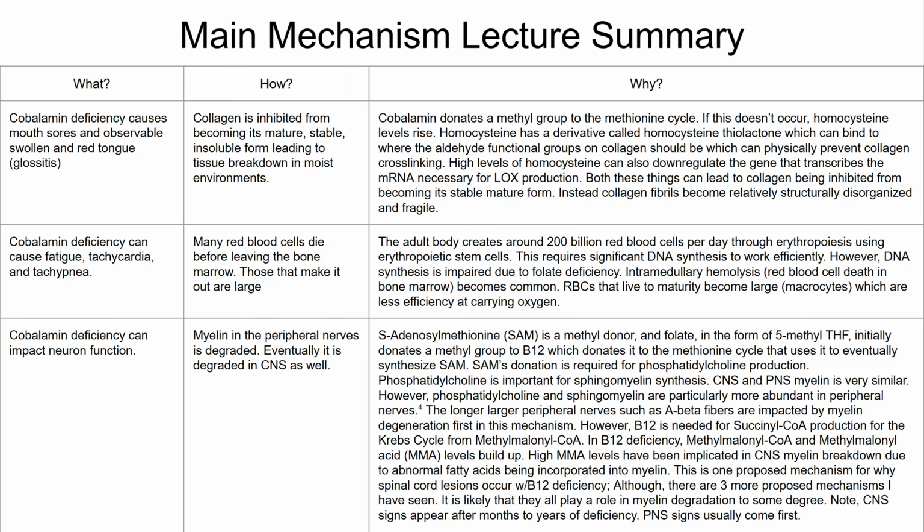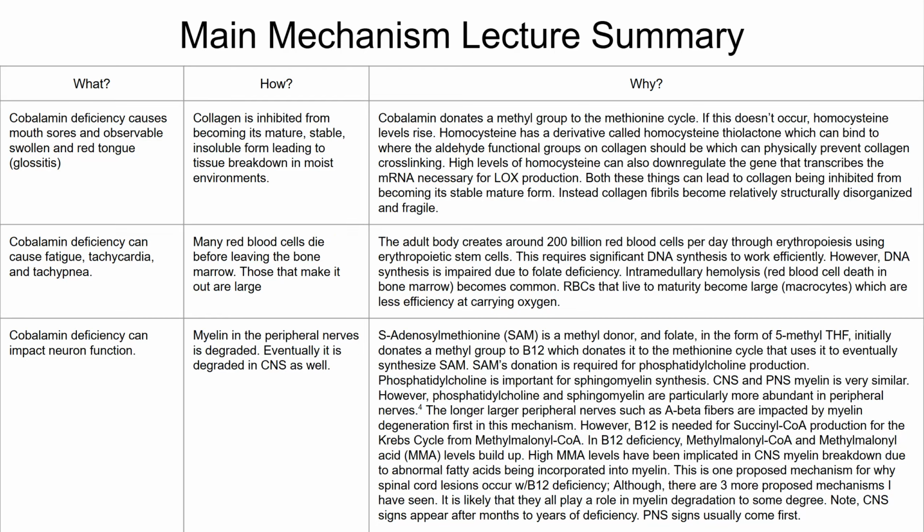The main takeaways as far as the what, why, and how behind the presentation is that lip and mouth integumentary and oral findings are to be expected, as well as vital and neuro signs. The mouth sores and glossitis are due to the collagen inhibition from elevated homocysteine levels. Feel free to read the why on that if you need to, but if you've watched my other videos, you've already heard me say it a million times, so I'll spare you just this once.